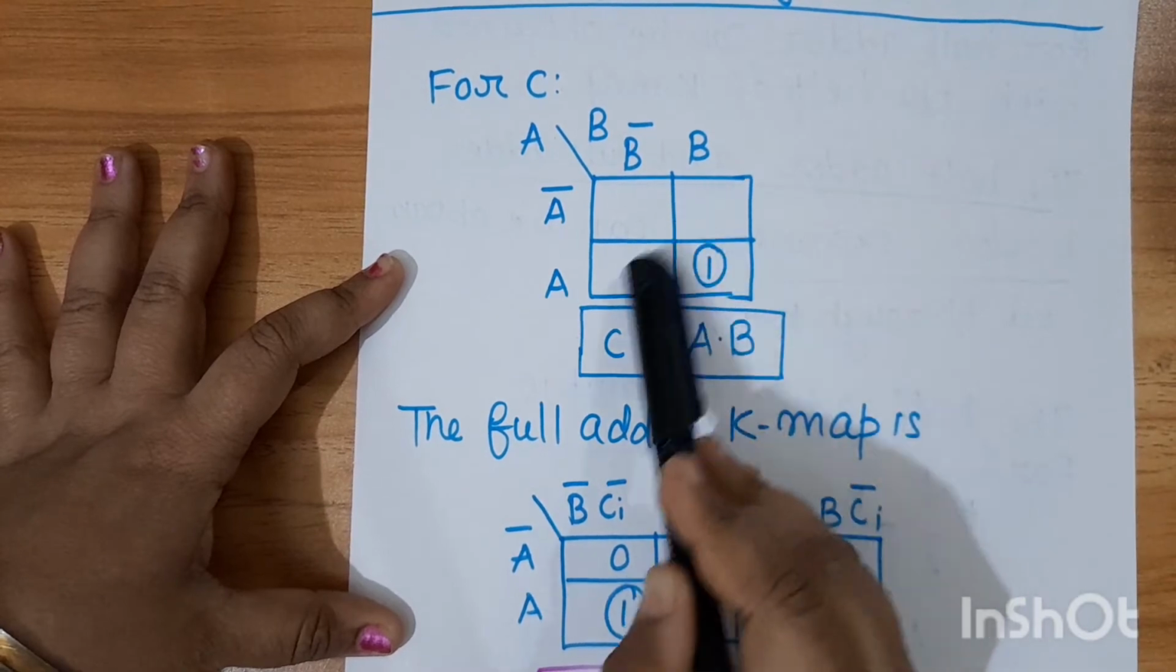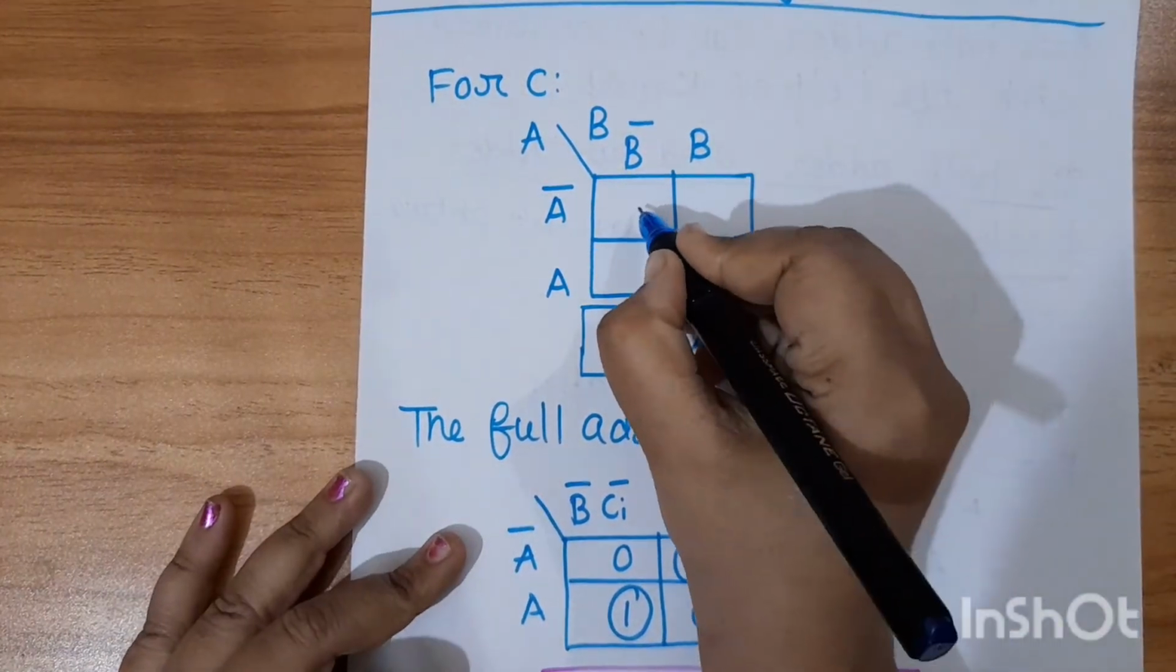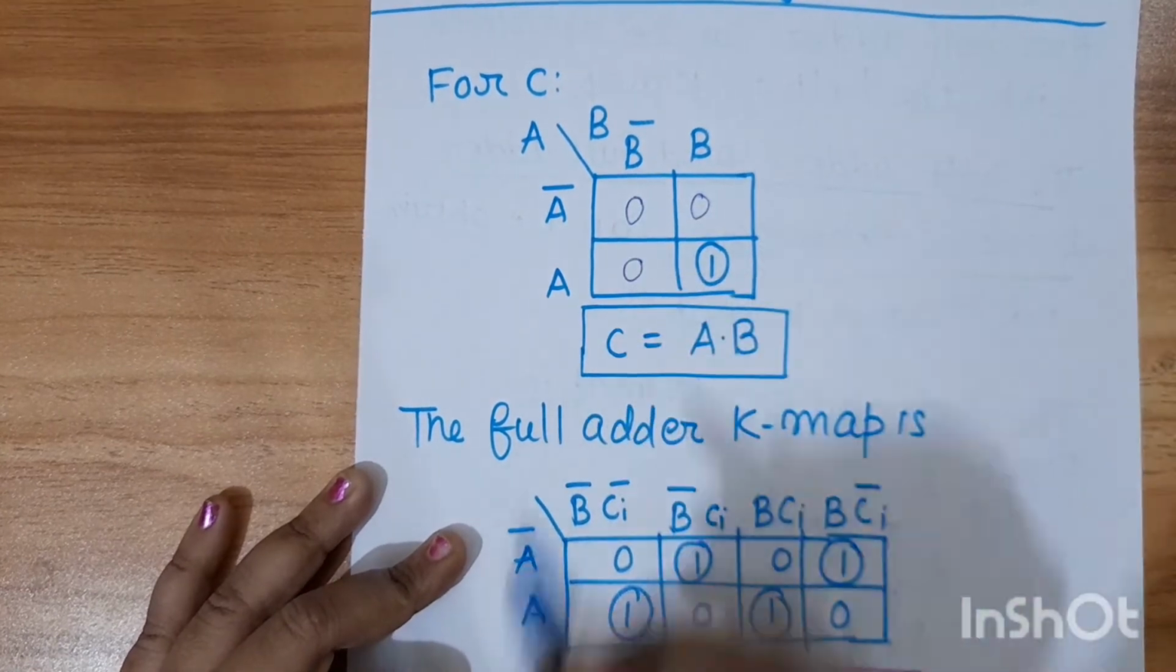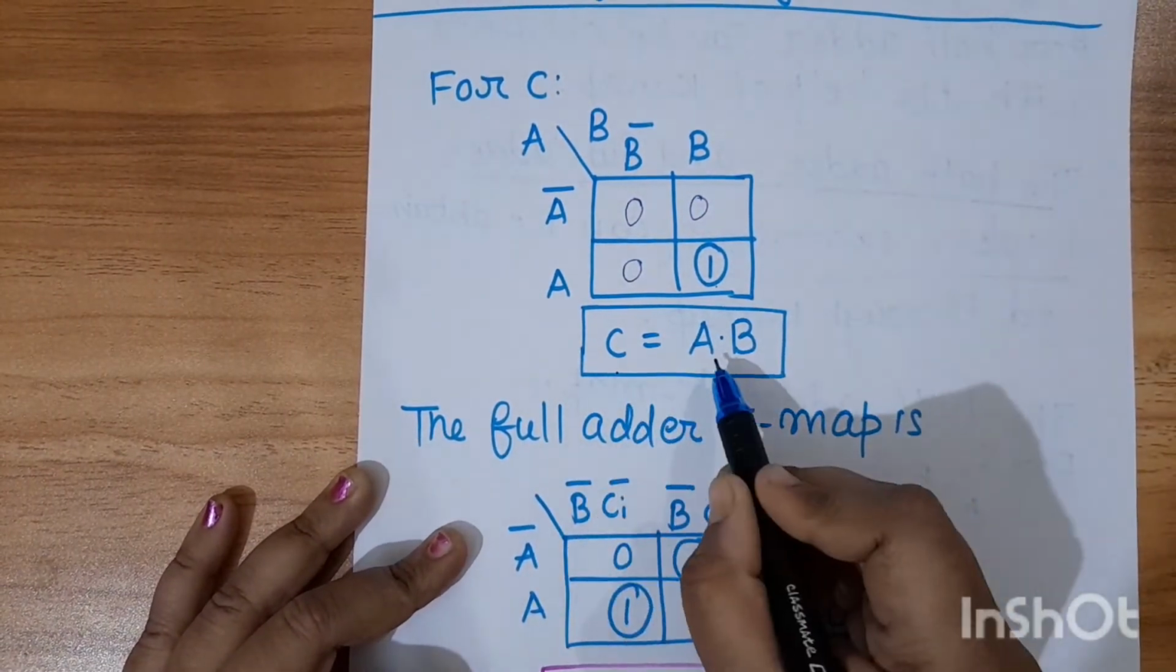All other outputs are actually 0. For only AB it is 1. So carry is A dot B.